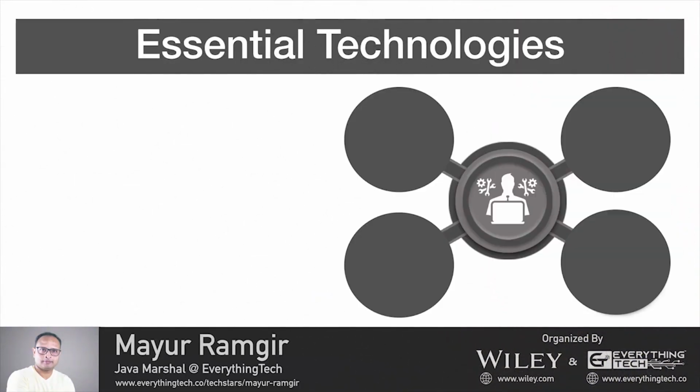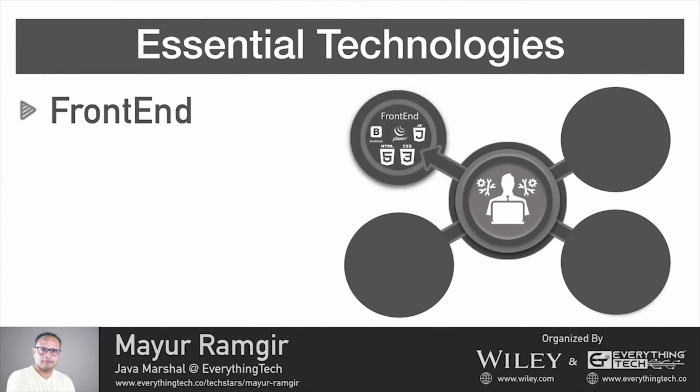Now, let's explore the essential technologies for full stack development. In the front end, we have HTML, CSS, JavaScript, and Bootstrap. HTML is useful for creating web pages. CSS is useful to add style to these HTML pages. CSS controls various elements like fonts, colors, text decoration, background, etc.